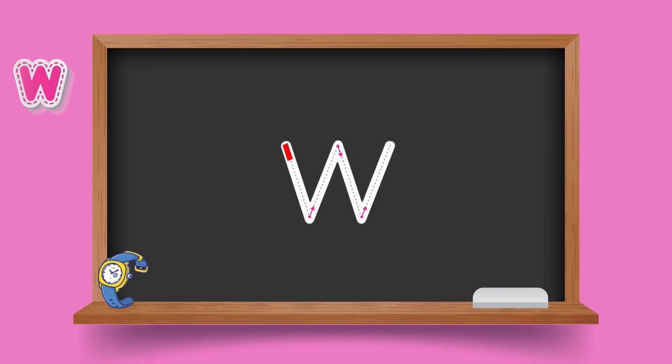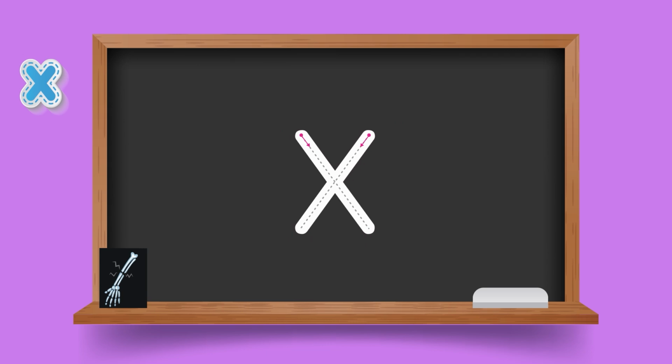Draw diagonal line down, up, down and up. W is for watch. Let's learn the letter X. Down the slide, start back at the top and cross it. X is for X-ray.